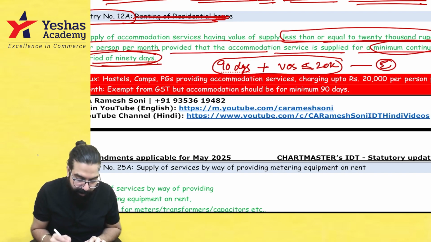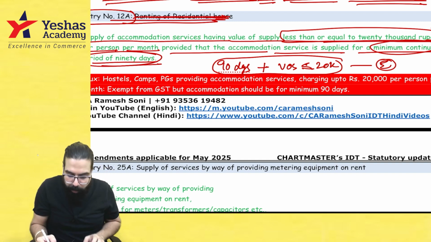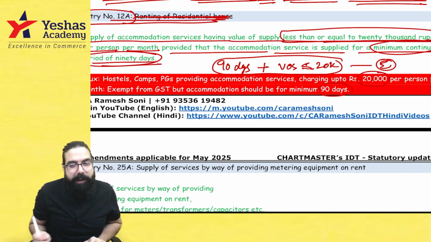I hope this point is clear. There are 2 points where they will get you stuck. One is this 20,000 and one is 90 days.